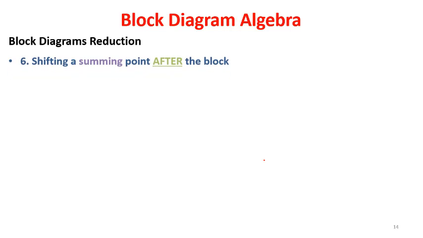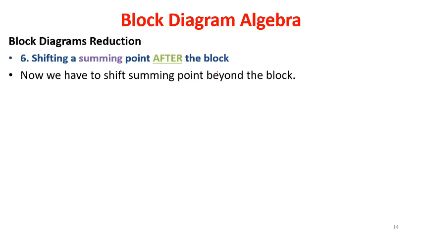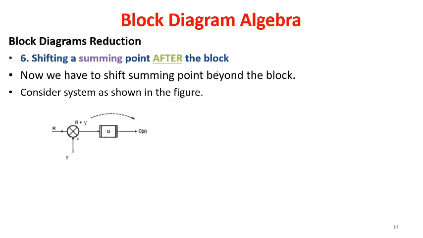Next, we have rule number 6, that is shifting a summing point after the block. What we did in the previous case was shifting the summing point before the block. Here we have to shift the summing point after the block. Shifting after the block is also called shifting the summing point beyond the block. Let's consider the figure. Here we have the block R, here we have the block.